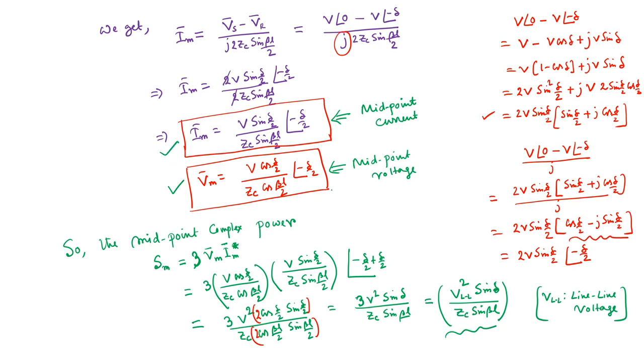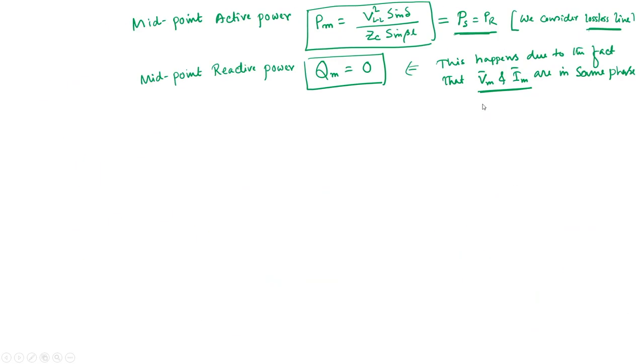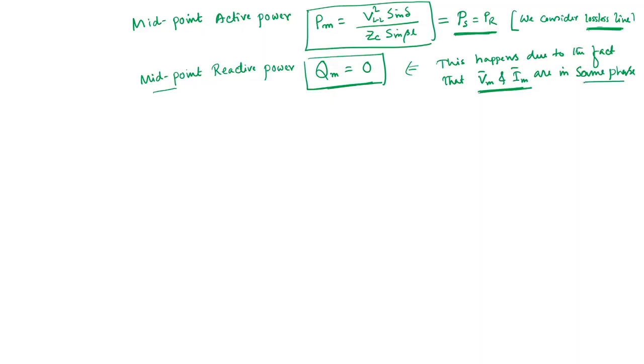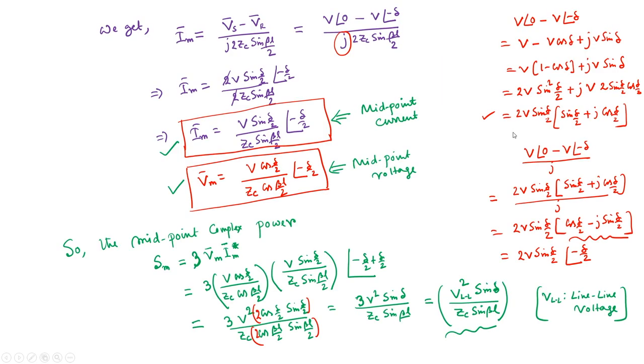Okay. And this we derived in the last lecture, that the power at any point of the transmission line would be equal when we consider a lossless transmission line. But what is coming here is that the midpoint reactive power for a lossless long symmetrical transmission line is coming out to be 0. That is one important observation that we can make over here. And this happens primarily because Vm and Im are in the same phase and there is no angular displacement between Vm and Im. And most importantly, this happens since we consider the line to be symmetrical. So, this is the point I want to make.